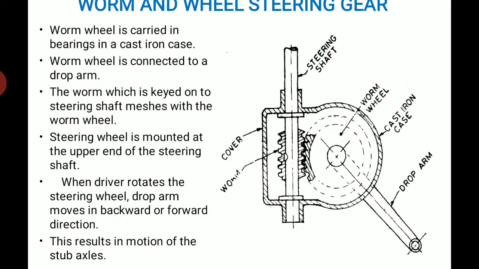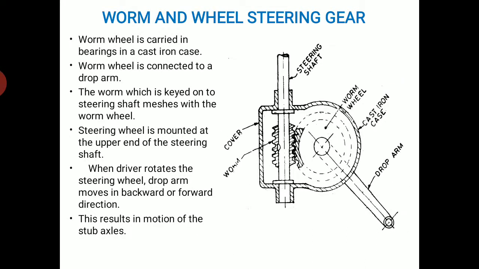The steering wheel is mounted at the upper end of the steering shaft. When the driver rotates the steering wheel, the drop arm moves in a backward or forward direction. This is how the front wheels swivel. This is what the worm and wheel steering gear provides. This is one type of gear.